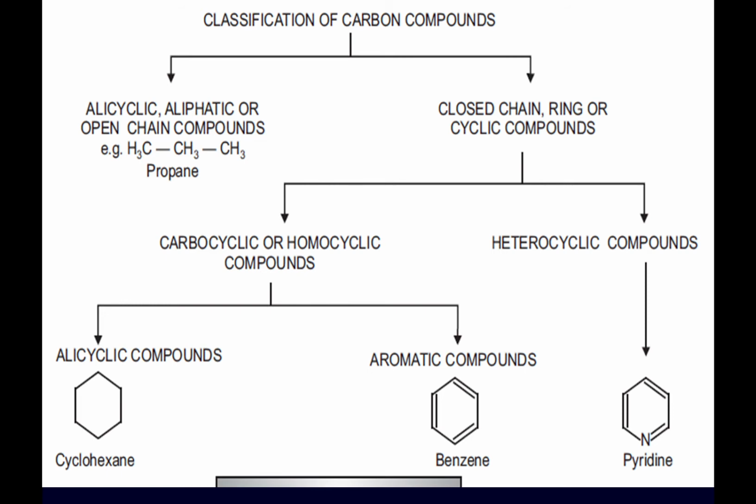Acyclic or aliphatic open chain compounds, and closed chain or ring or cyclic compounds. Under cyclic compounds you have got carbocyclic or homocyclic compounds like alicyclic and aromatic compounds, and you have heterocyclic compounds.